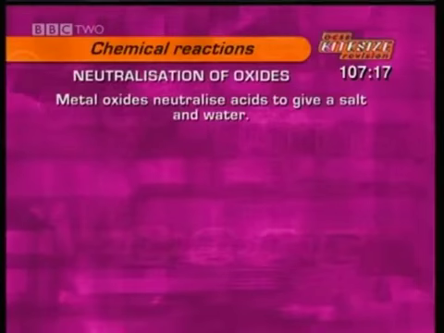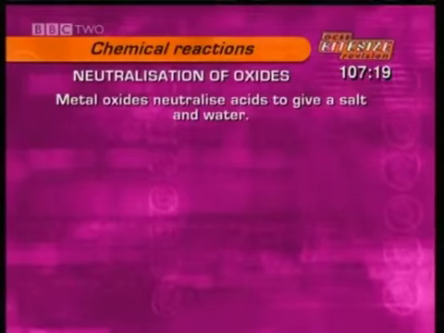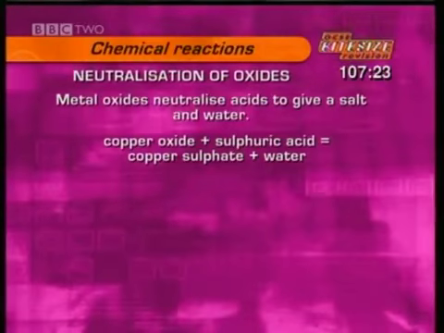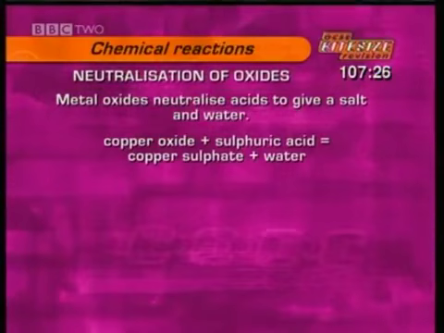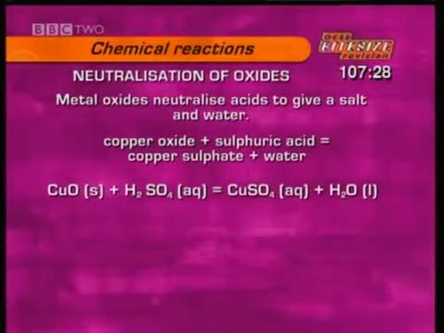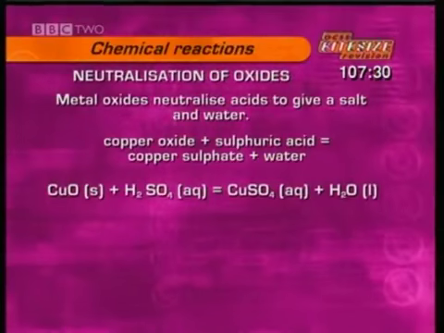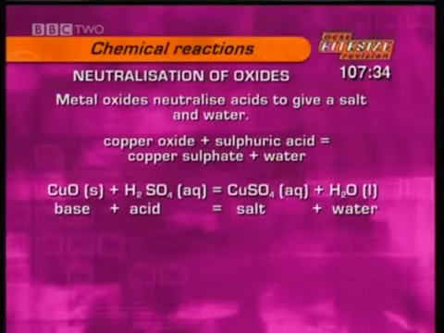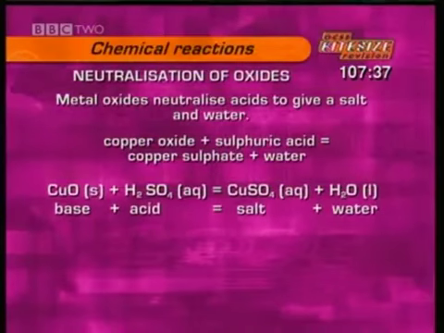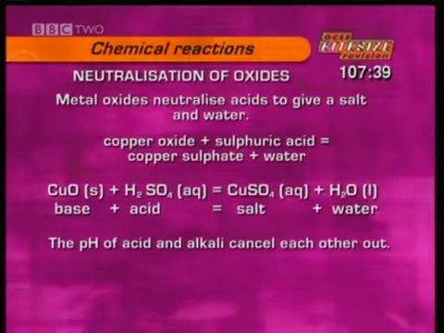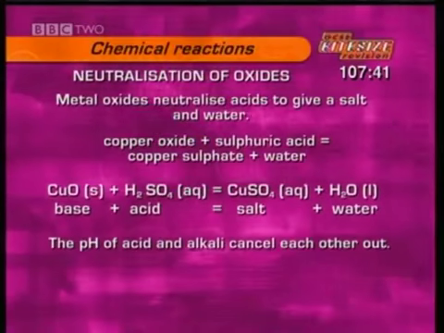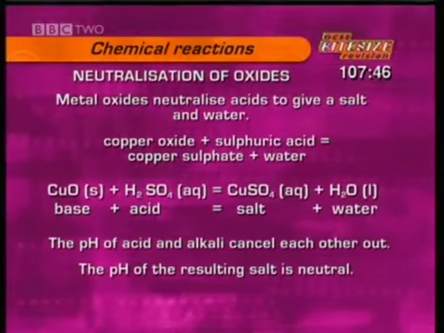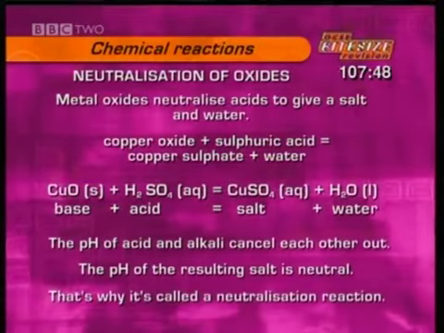Metal oxides neutralize acids to give a salt and water. For example, copper oxide plus sulfuric acid gives copper sulfate plus water. CuO plus H2SO4 gives CuSO4 plus H2O. That's base plus acid gives salt plus water. Combined in the correct proportions, the pH of the acid and alkali cancel each other out, and the pH of the resulting salt is neutral. That's why it's called a neutralization reaction.